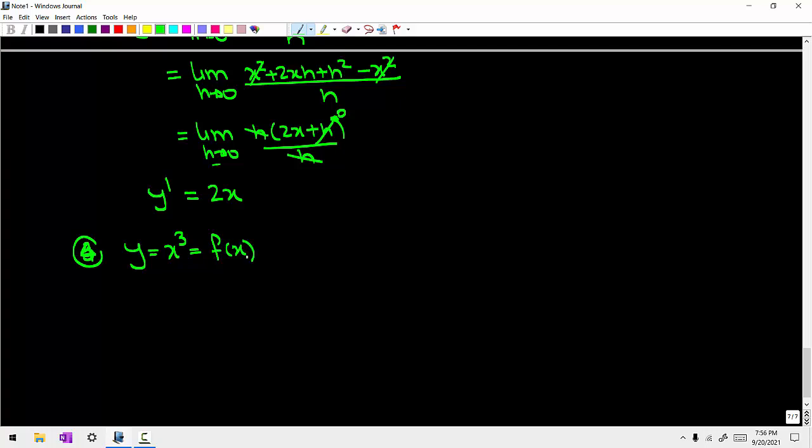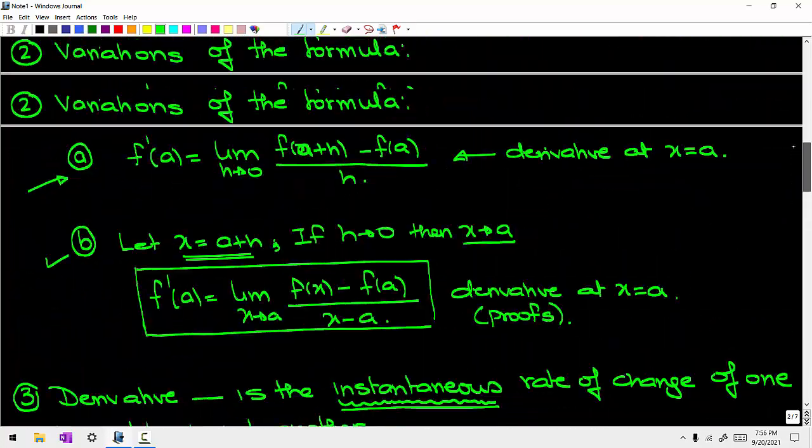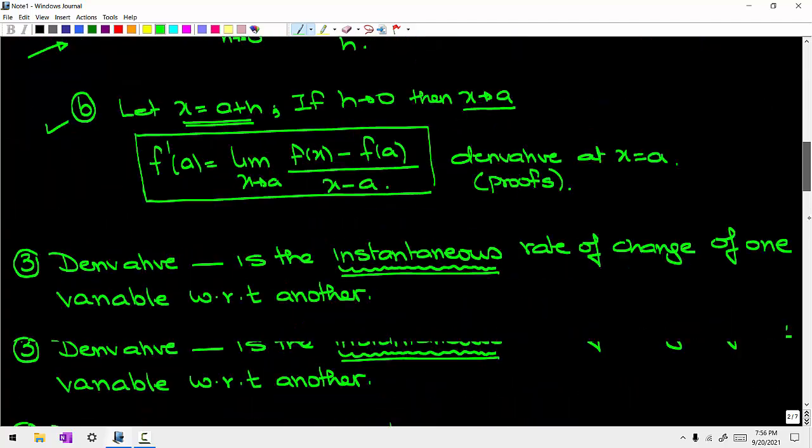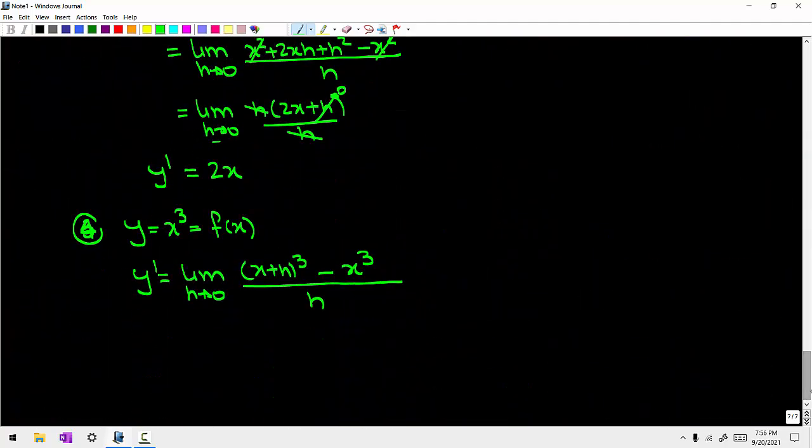And if I went through the same exact steps, y prime is the limit as h goes to 0 of x plus h cubed minus x cubed, divided by h. All I did is use that formal definition. Again, I'm replacing f of x plus h, which happens to be x plus h cubed since f of x is x cubed. And now it is 0 over 0.